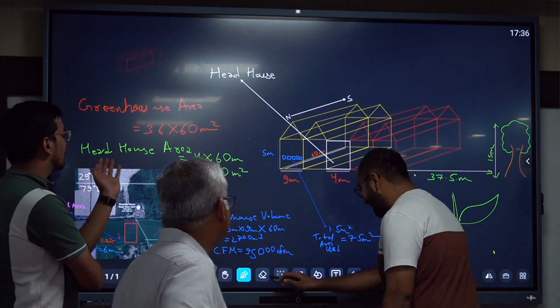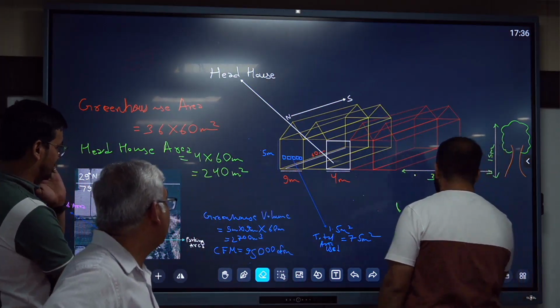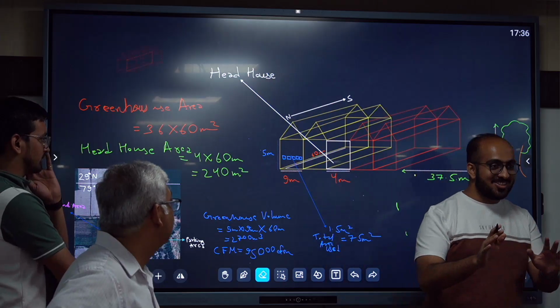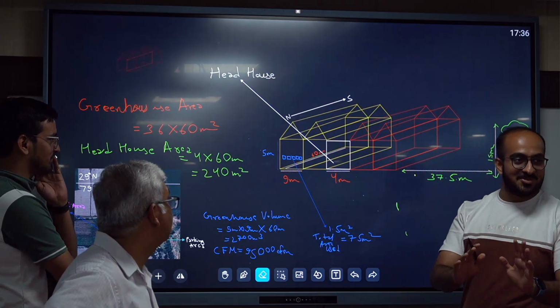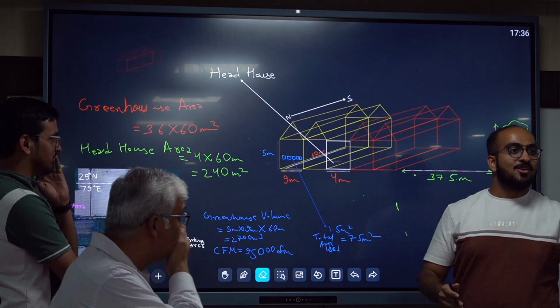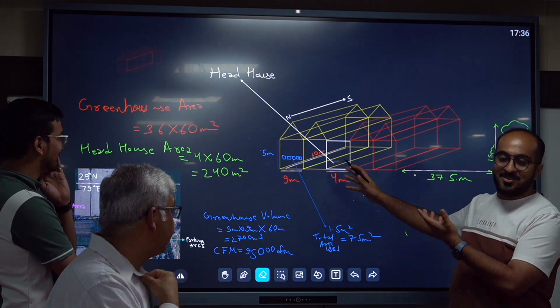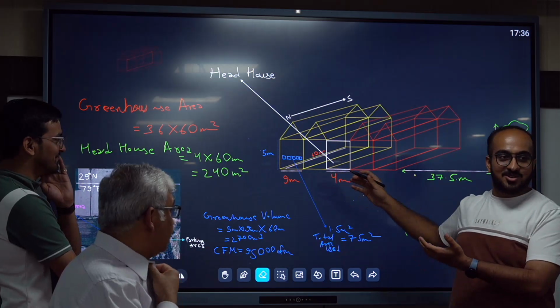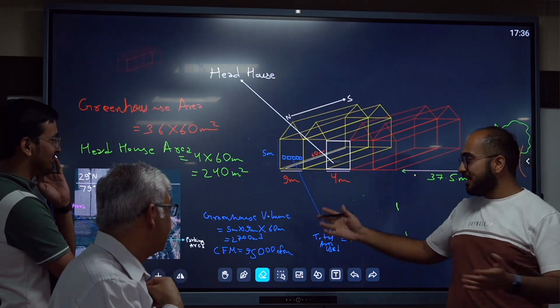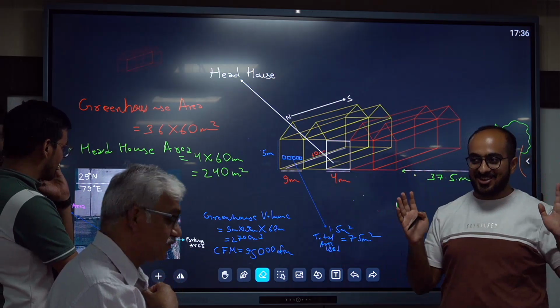The only reason we were drawing this was we wanted to tell you that we are very big farmers because we are growing tomatoes. We have taken the area in meters, so it has gone to CFM units and everything, a very large calculation has come up.